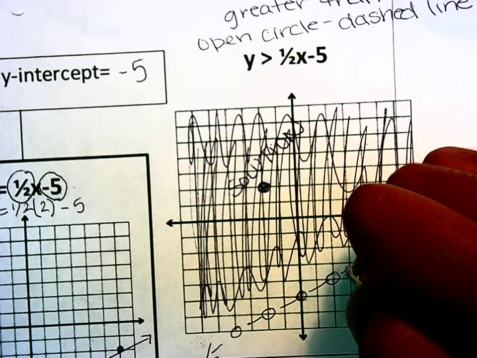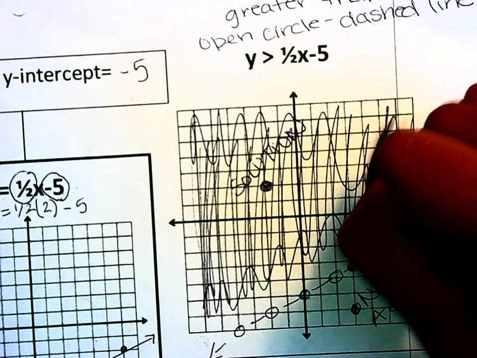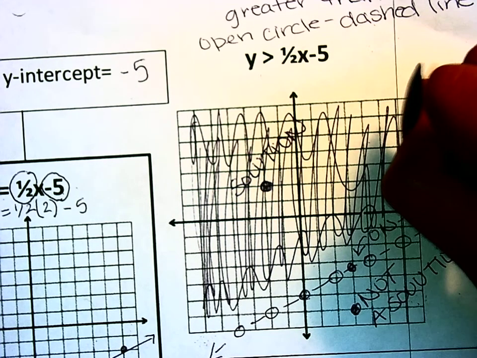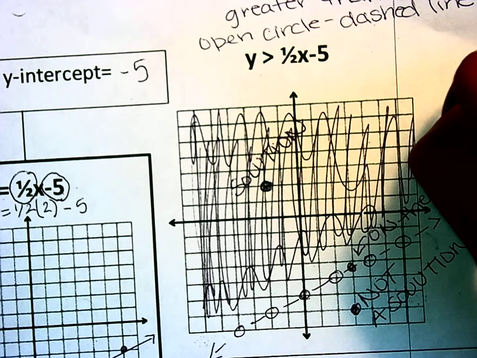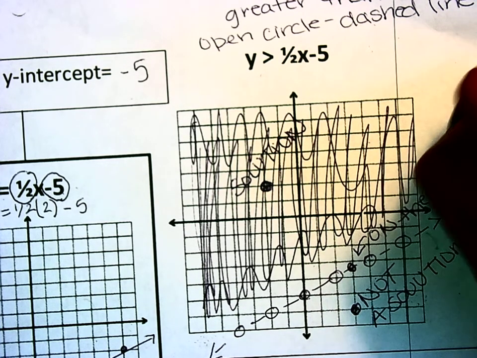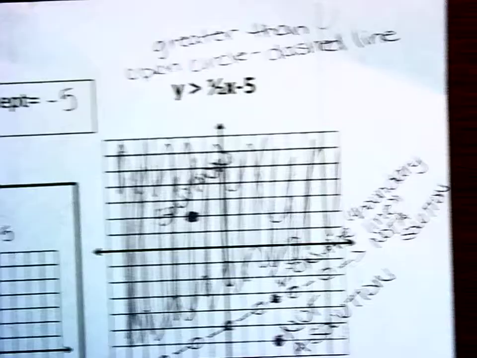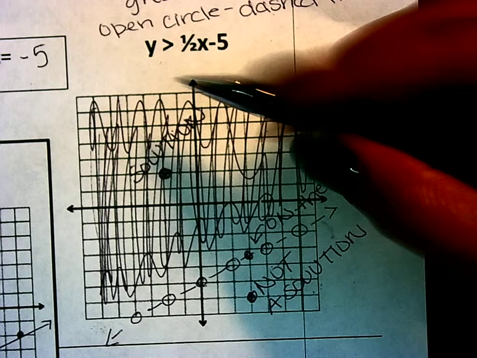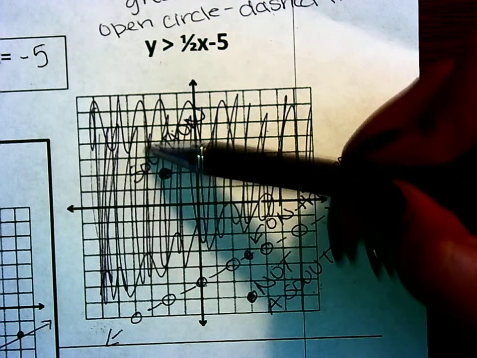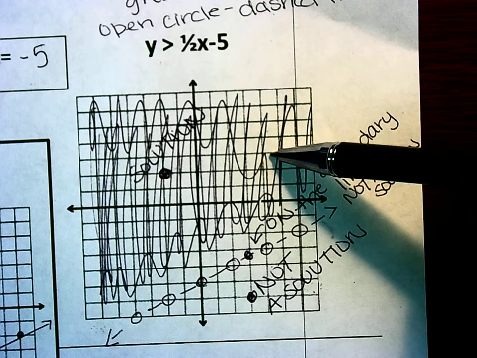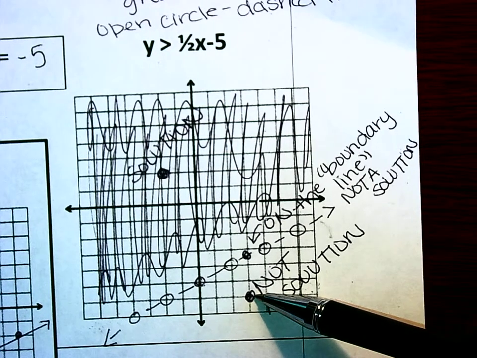And what if I picked a point here on this boundary line? How do we know that on this boundary line it's not a solution? What kind of line is it? Dash line. Good. And make sure you write those three down, because on your assignment, you're going to have to do this. You're going to have to show me this is a solution, because it's where? In the shaded area. This is not a solution because it's where? It's not in the shaded area.